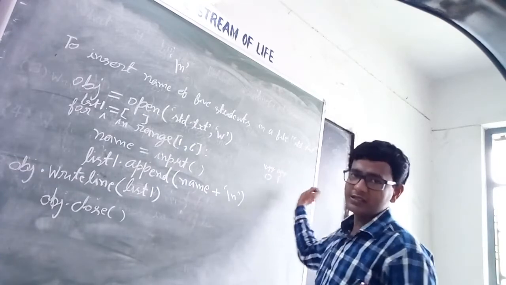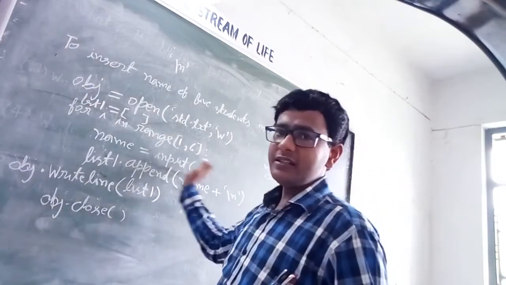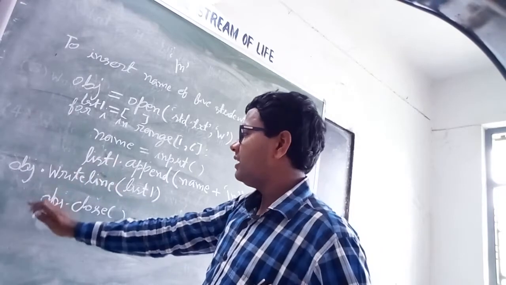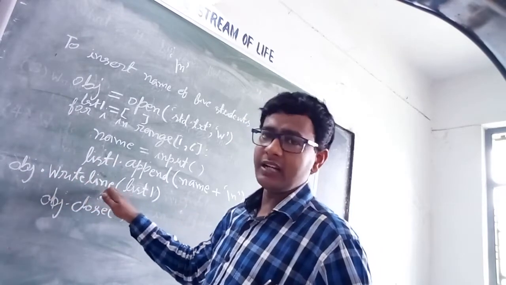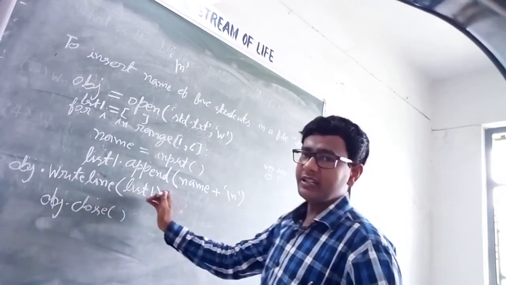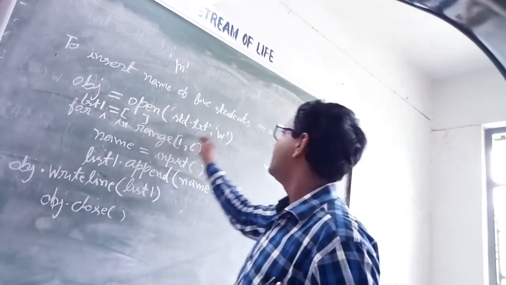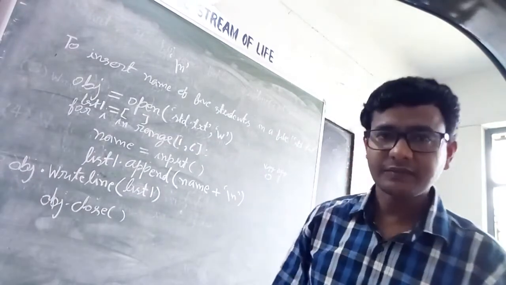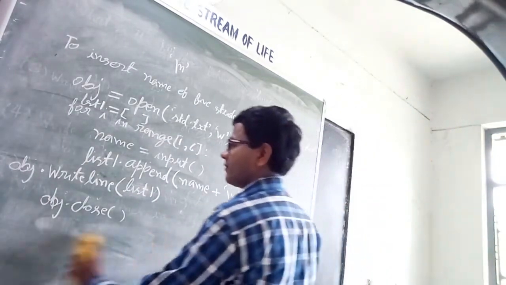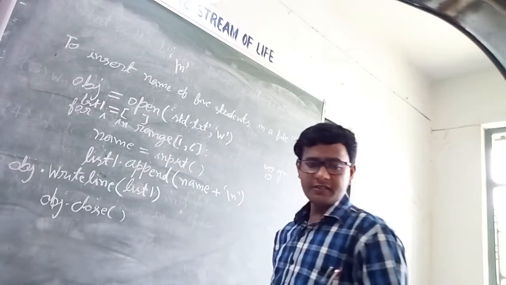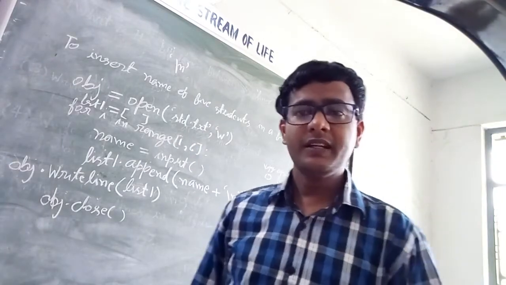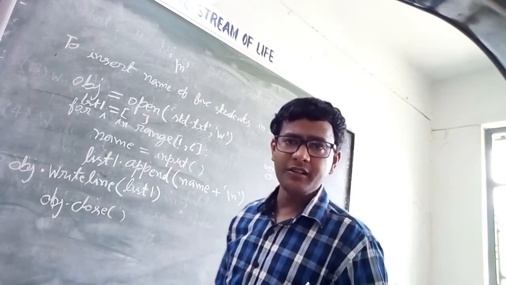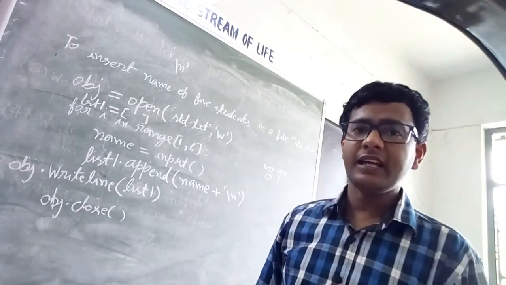After appending all the entries in list1, we use obj.writelines(list1). It enters all the entries in our std.txt file. Next, we have to enter student name, age and DOB. Student name, age and class.